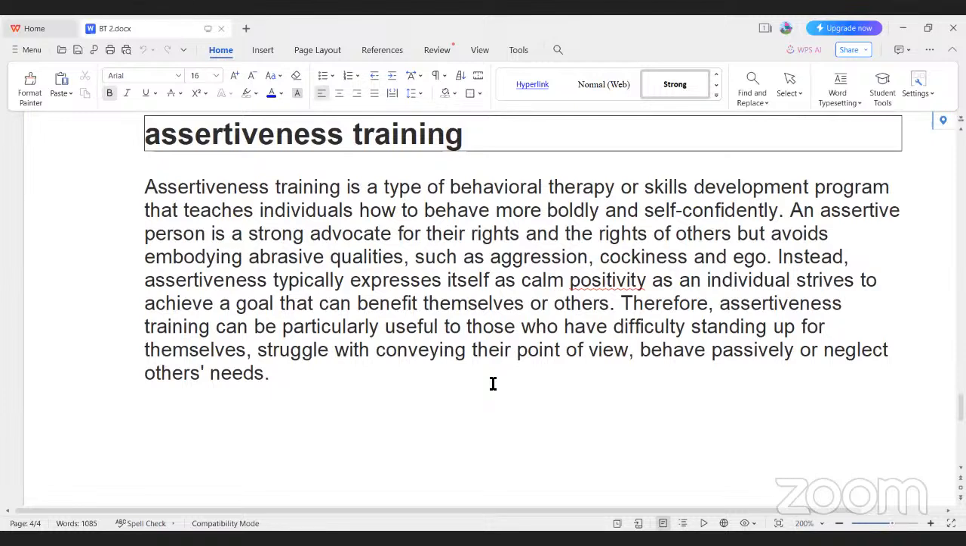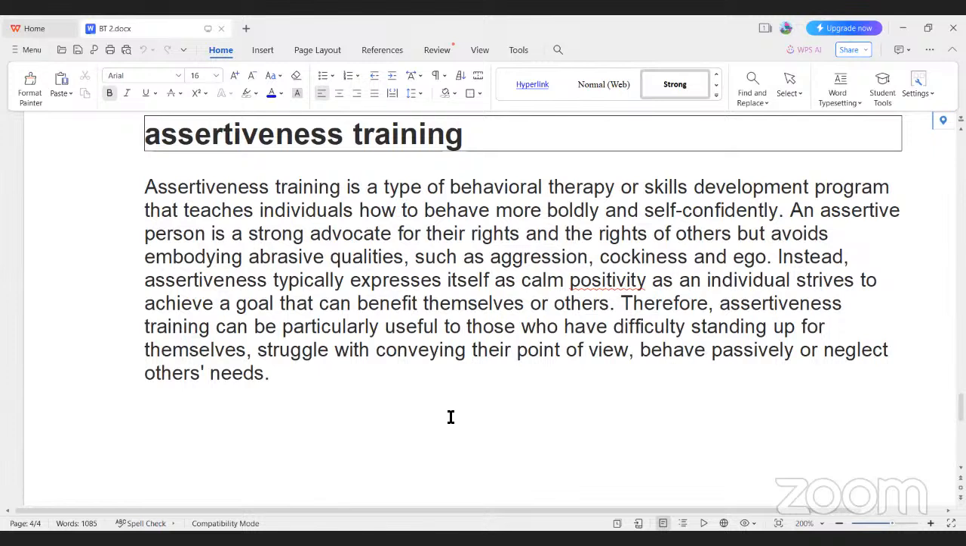This is one technique used particularly in the classroom or in behavior management, even for elders also. Because of lack of assertiveness, they are suffering in their day-to-day activities. For them also, assertiveness training is very, very important.